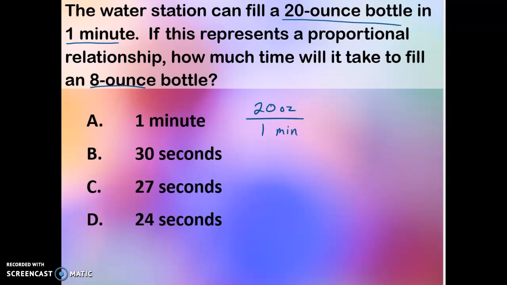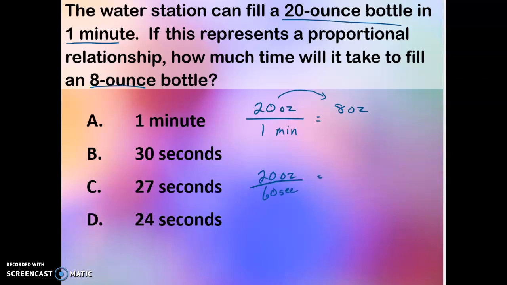So an 8-ounce bottle is what we're also comparing it to. So we have 8 ounces. Now if you'll note, there's nothing we can do to 20 to turn it into 8. So we're going to simplify. So we're going to write this again, 20 ounces. But instead of 1 minute, we're going to do 60 seconds.